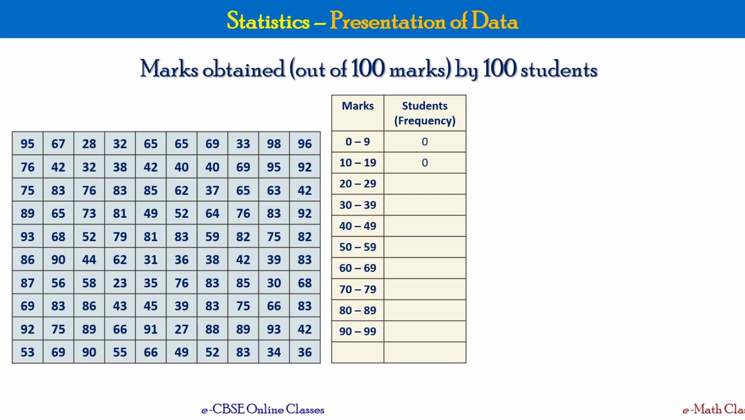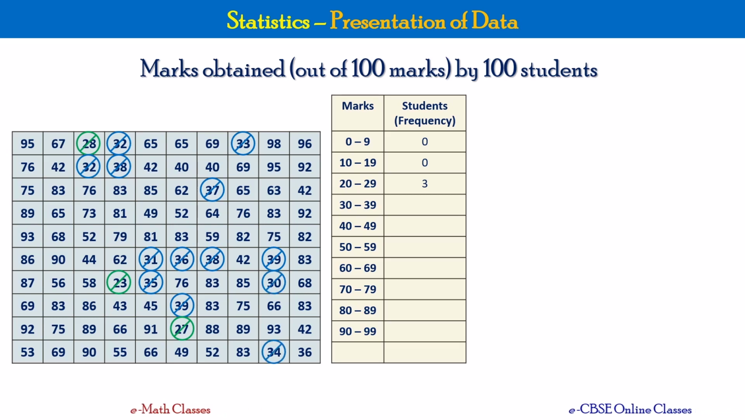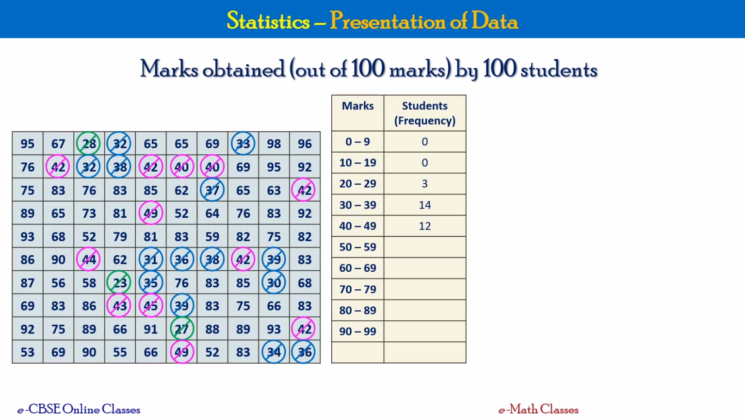20 to 29, let us count 1, 2, 3, 4, 3 people. Next is 30 to 39, let us count again 1, 2, 3, 4, 5, 6, 7, 8, 9, 10, 11, 12, 13, 14. 14 people are in the 30 to 39 class. Next is 40 to 49, let's count again 1, 2, 3, 4, 5, 6, 7, 8, 9, 10, 11, 12. 12 people. 50 to 59, 1, 2, 3, 4, 5, 6, 7, 8, 9, 8 people.